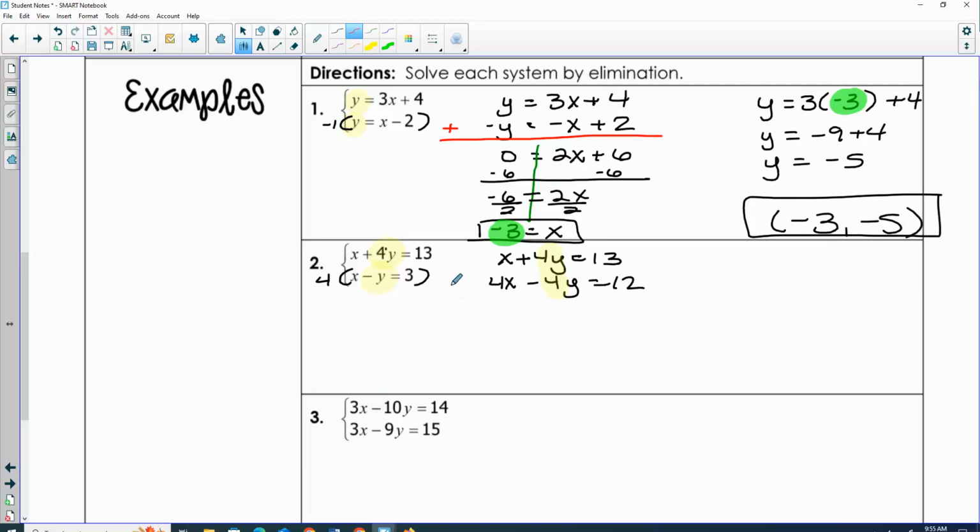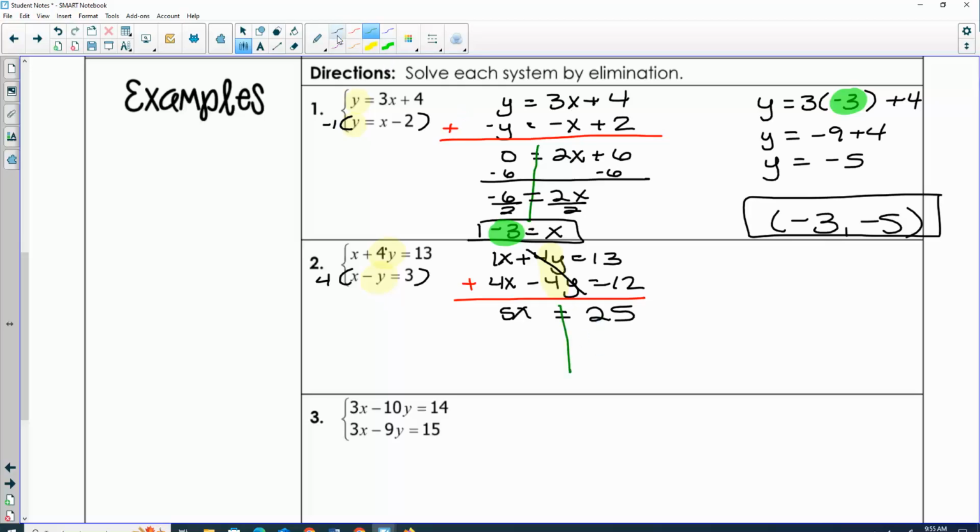Then we can add our equations together. So this is a 1x plus a 4x is a 5x. Positive 4y plus negative 4y, that cancels out, so that's gone. 13 plus 12 is 25.